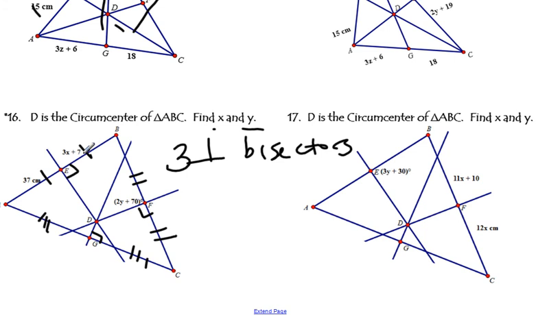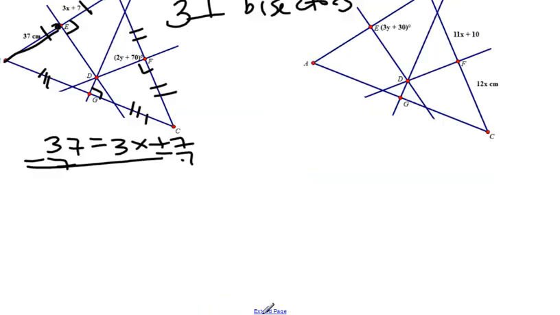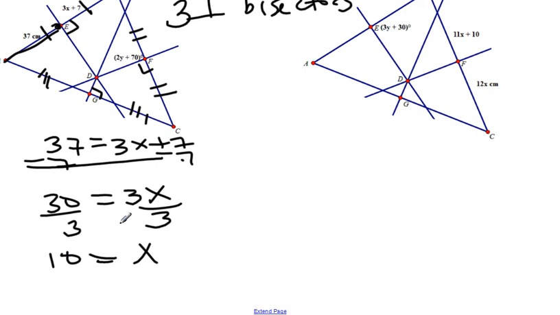Well, x, I know that this side has been bisected by E. So this 37 is equal to this side, 3x plus 7. So I subtract 7 from both sides of my equation, and I get 30 equals 3x. Divide by 3, I get x equals 10. And if I check my work, I do 3 times 10, which is 30, plus 7 gives me 37.